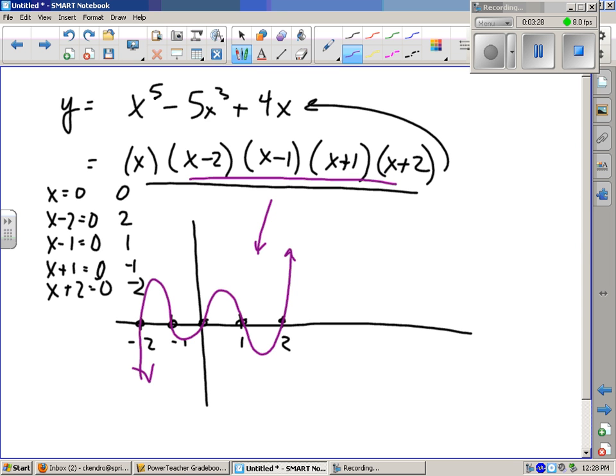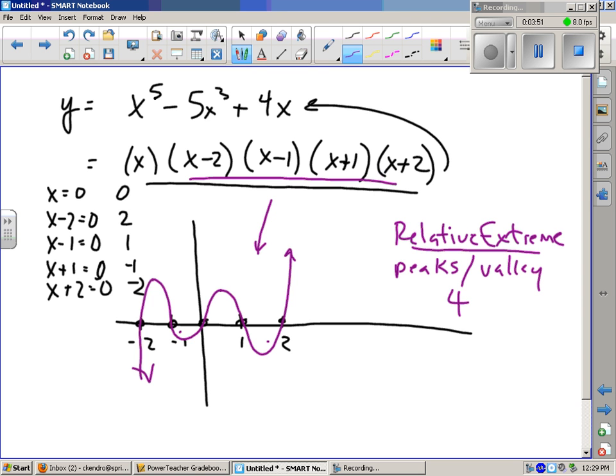Now this has 1, 2, 3, 4 peaks and 4 valleys. Those peaks and valleys we call relative extrema. Now, I don't know about you, but I do have some very extreme relatives. And in this case, there are 4 of them.